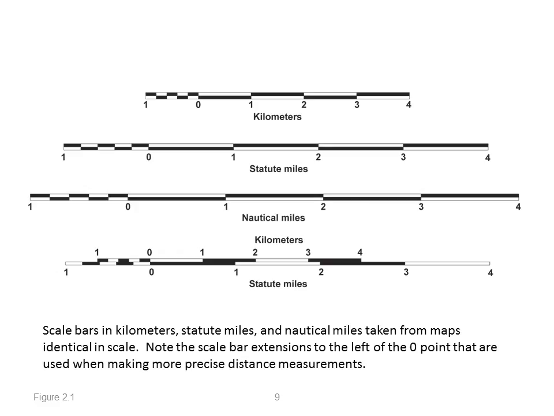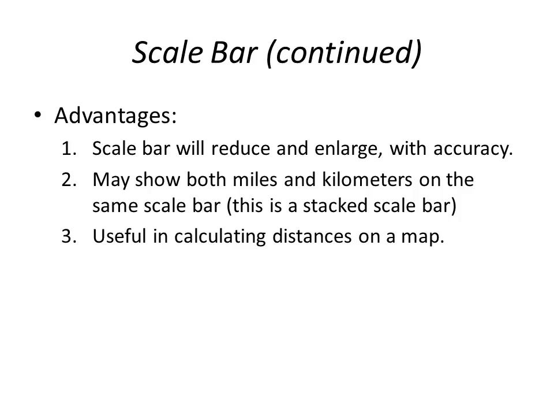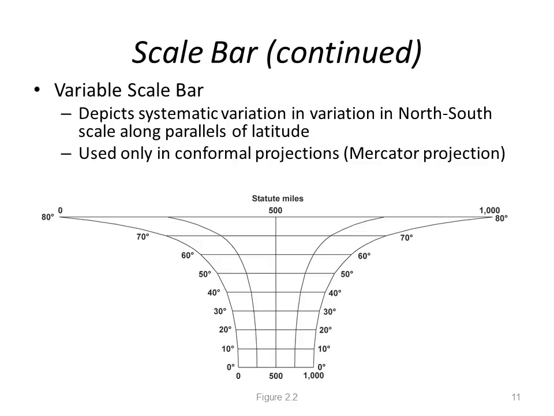So here are some examples of different types of scale bars using kilometers, statute miles, nautical miles, and so on. And there are different ways of subdividing and putting the scale bar onto the map. In some cases, you might have kilometers on the top and statute miles on the bottom, as is shown in the example on the slide. The advantage of a scale bar is that it will reduce and enlarge with accuracy, and we'll see that in different applications in GIS. A scale bar may show both miles and kilometers on the same bar. This is what's called a stacked scale bar. And also it can be useful in calculating and estimating distances on a map.